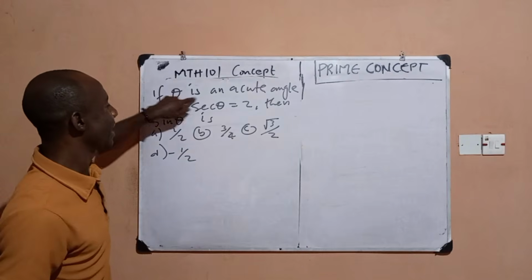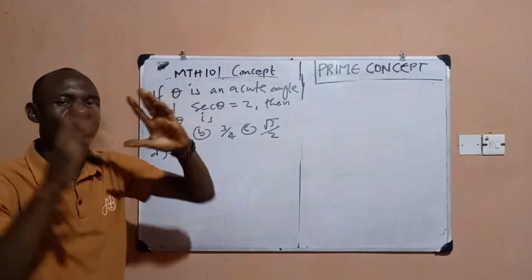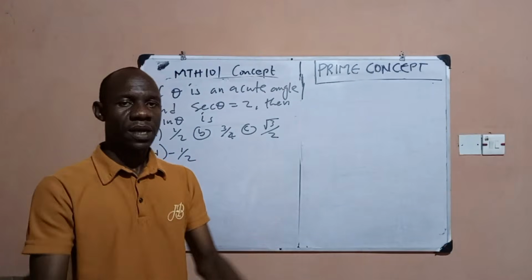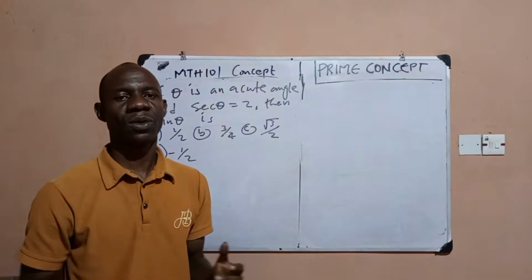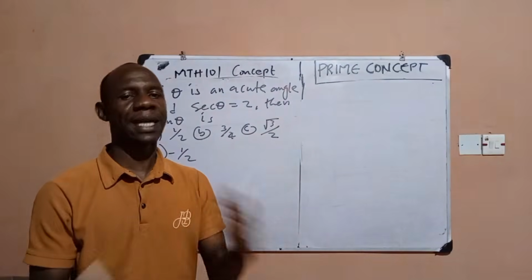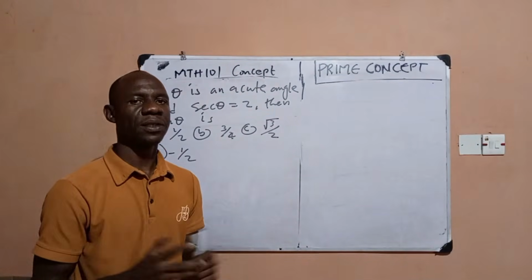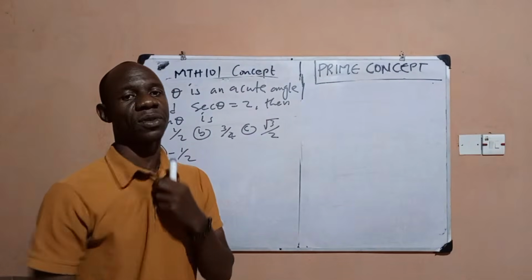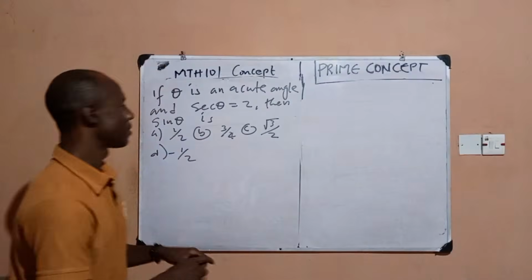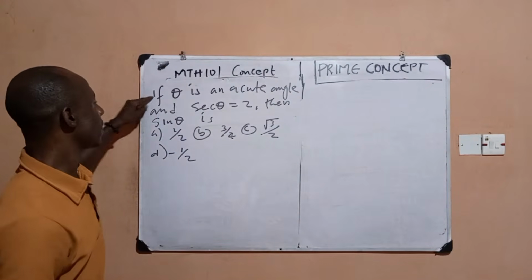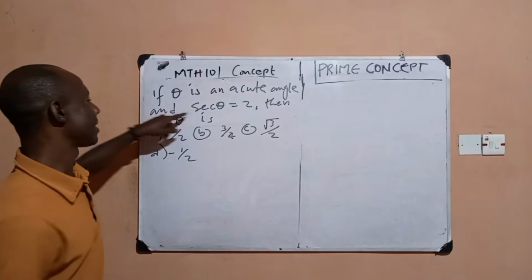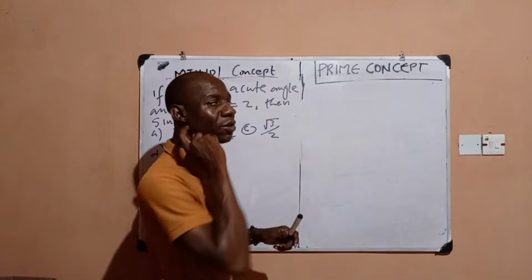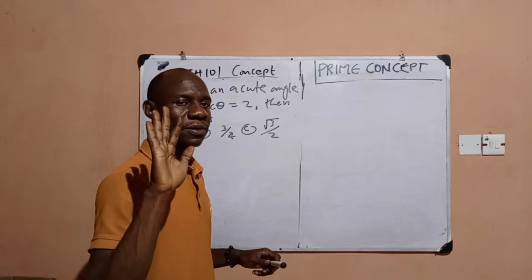I say if theta is an acute angle. Acute angles are angles in the first quadrant, and they are angles that are less than 90. Take note. It means that they would always be positive because all the angles in the first quadrant are positive. Yes, their trig ratios are positive. Now, if theta is an acute angle and sec theta is equal to 2, remember in trigonometry we have 6 trig ratios.